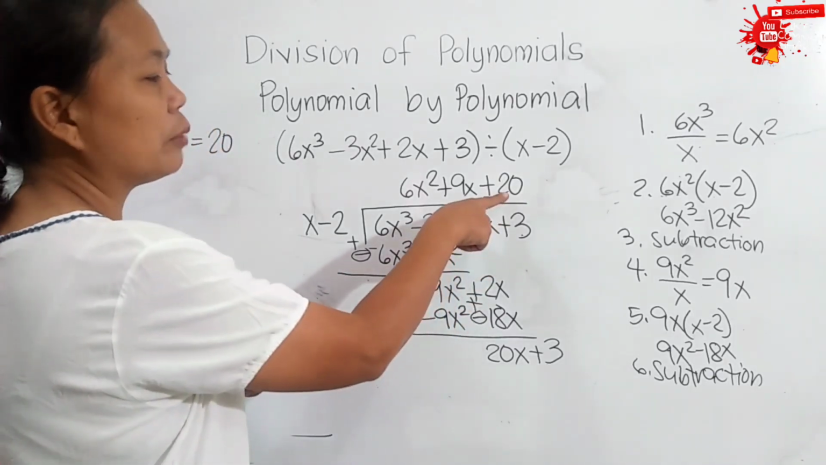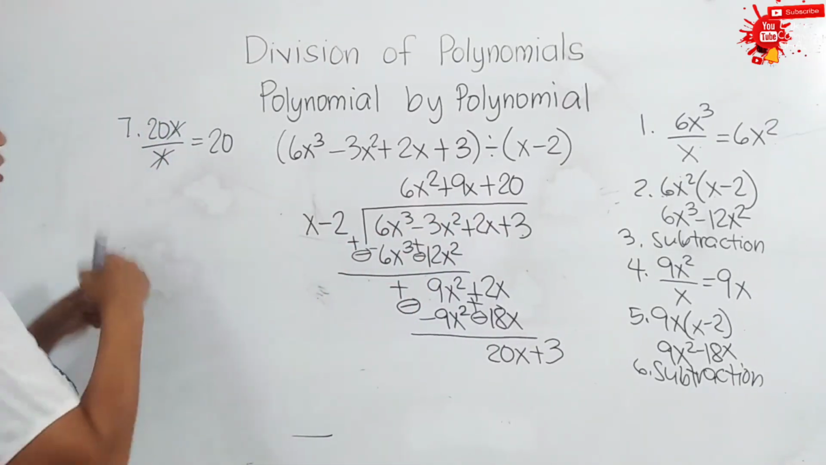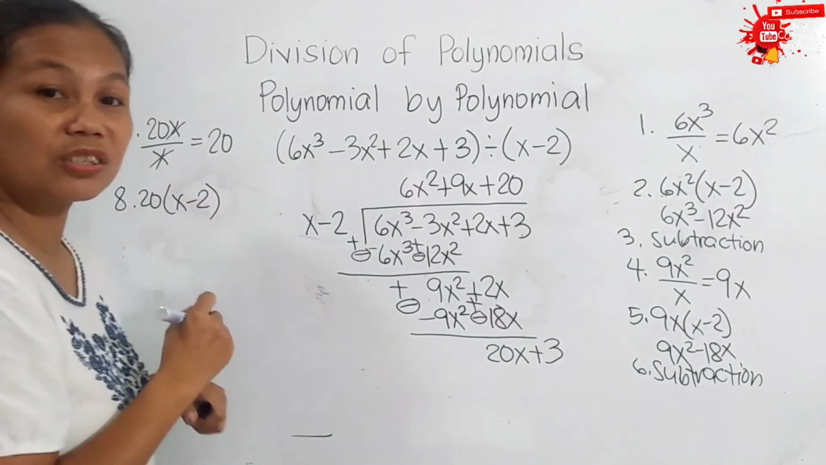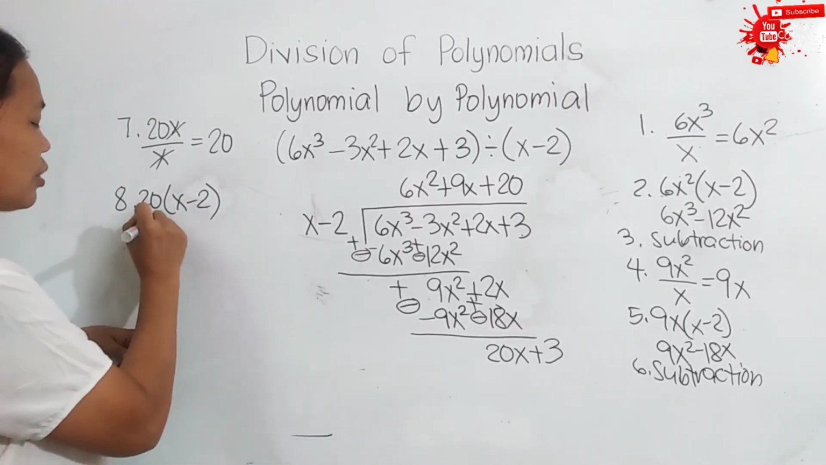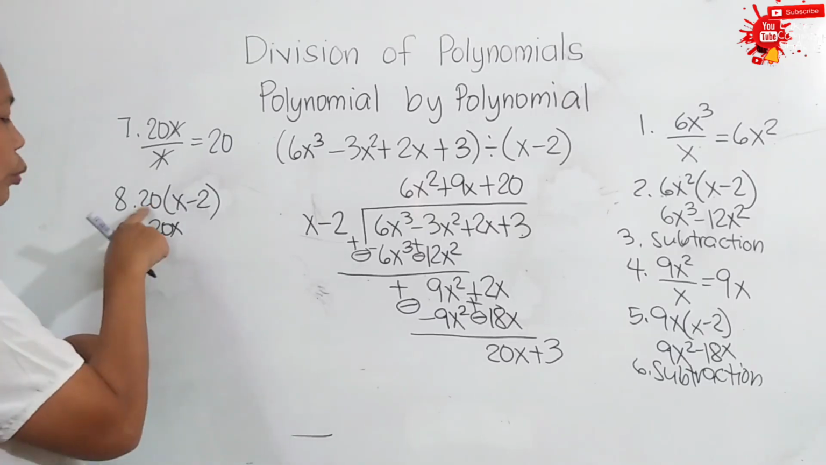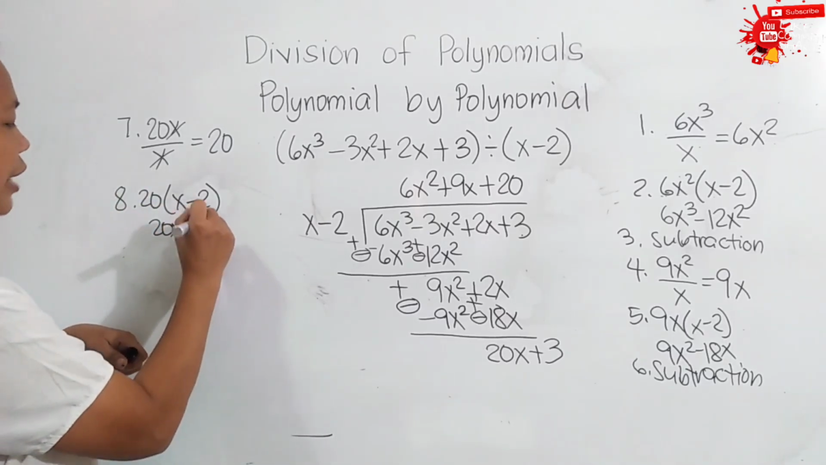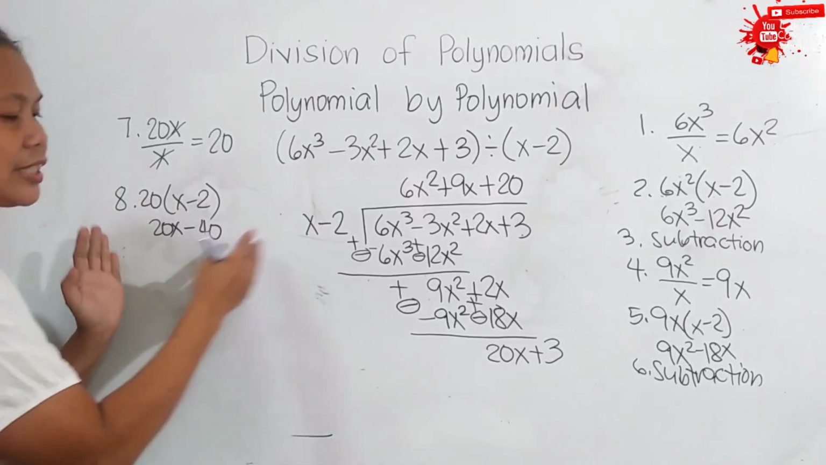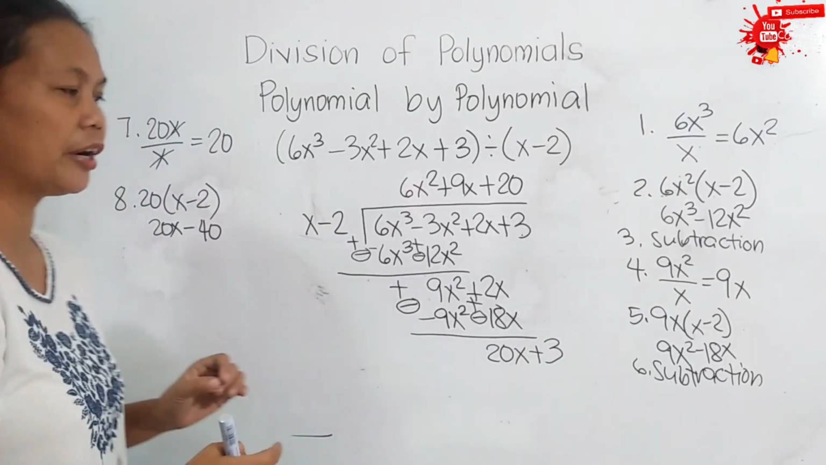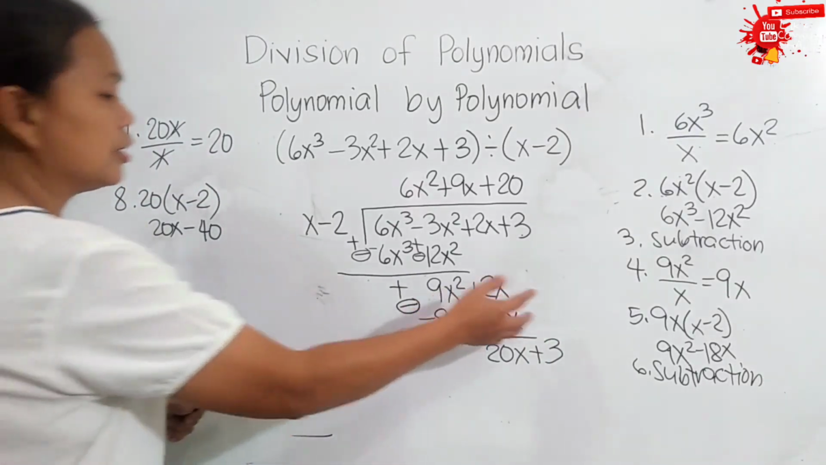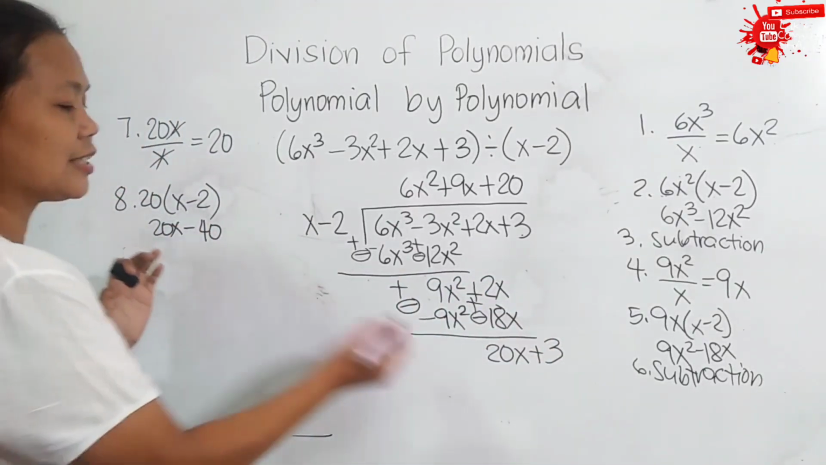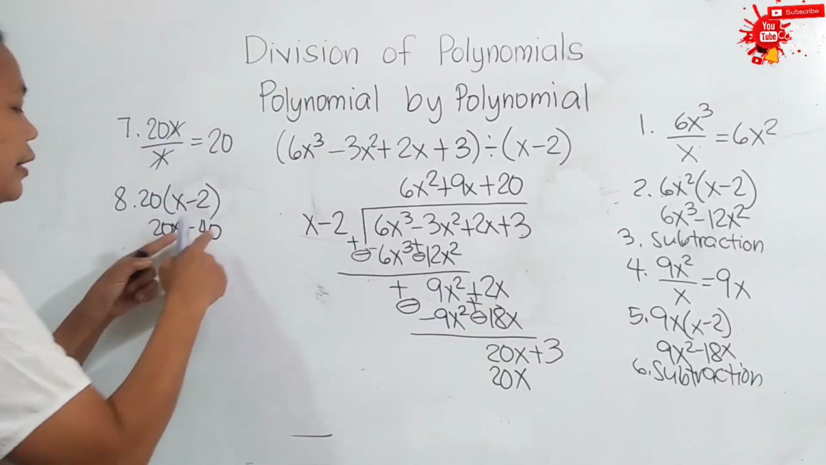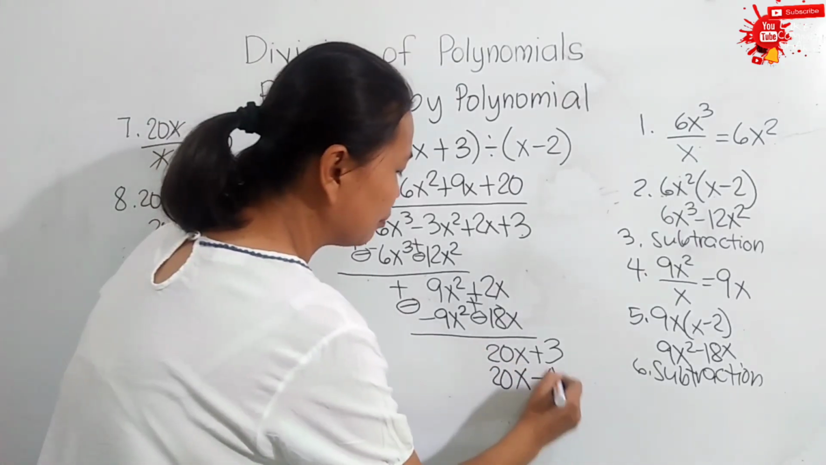So the next step, you will multiply 20 to the divisor. So 20 times x minus 2. So what is 20 times x? So we have 20x. And 20 times negative 2, so we have negative 40. Okay? So we write it vertically to its similar terms here in our division method or solution. So 20x is similar with 20x, so we write it down below 20x. Then negative 40 is similar with positive 3.